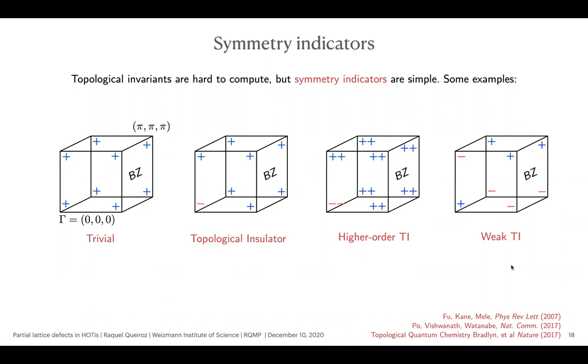And these two scenarios actually require the crystalline symmetry in order to guarantee it's topological. So if I were to let go of the crystalline symmetry, then I don't have topology in these two cases. These are called crystalline topological insulators. The weak TI, you might be familiar with, has been around since the topological insulator itself, but the higher-order topological insulator is kind of a new beast in the game.